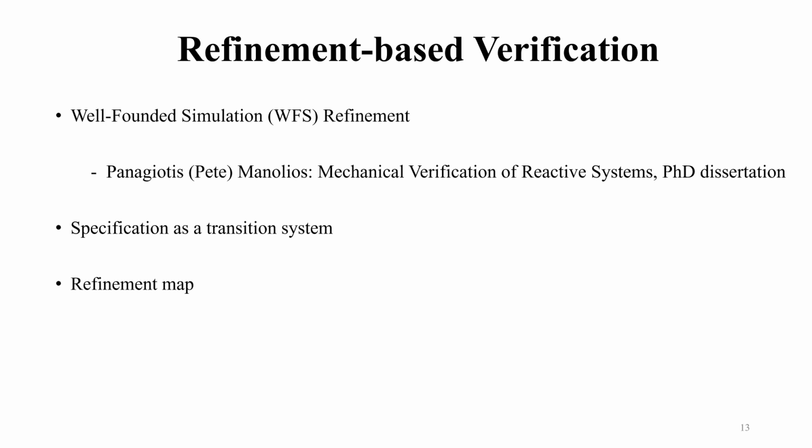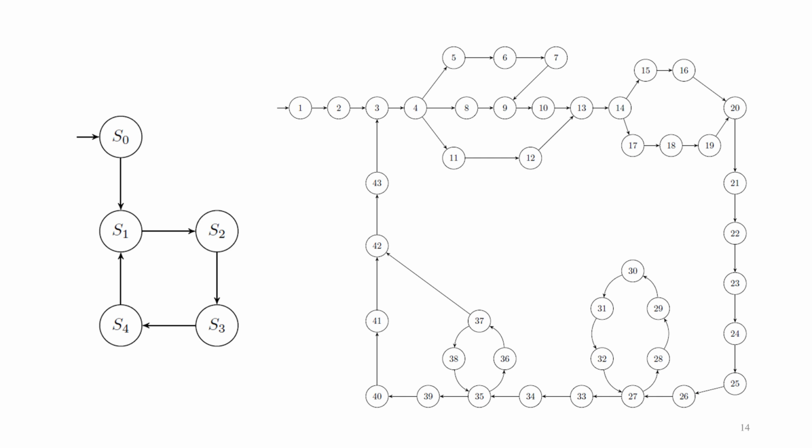The next feature of WFS refinement is the use of a refinement map. The design artifact to be verified is called the implementation model. The verification problem reduces to a refinement checking problem, where we check if the implementation transition system is a WFS refinement of the specification transition system. When we look at these transition systems, there are many differences. The first difference is that the implementation transition system has many more transitions than the specification transition system.